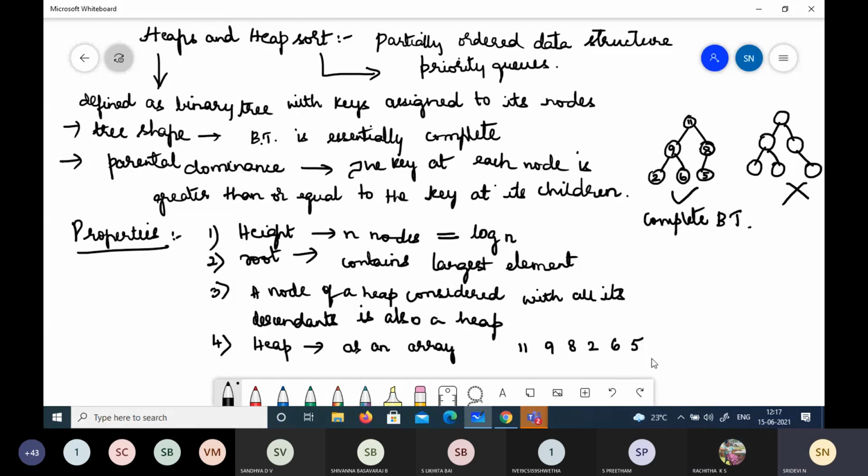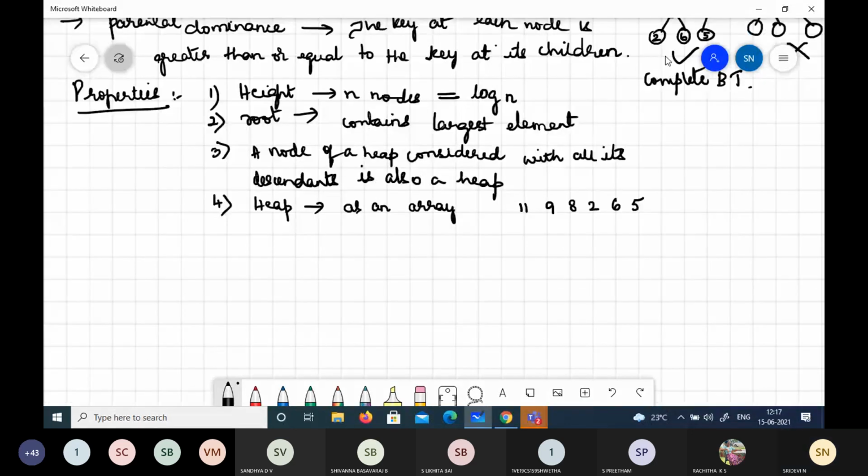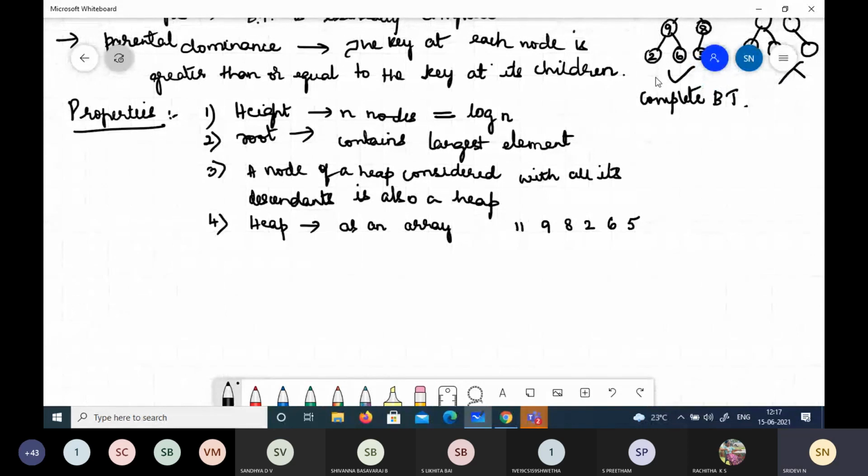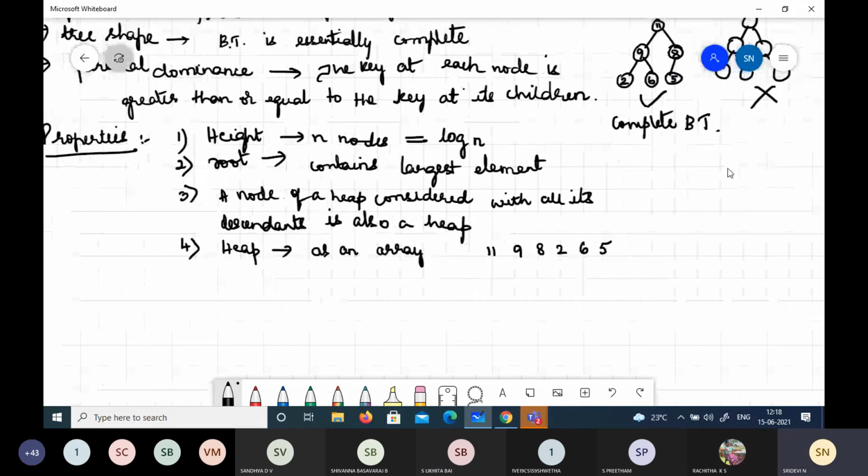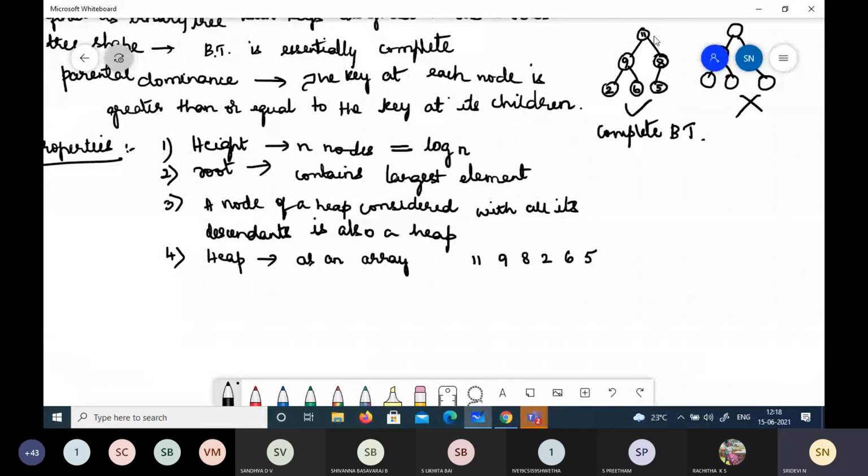A heap can be implemented as an array, by recording its elements in the top-down, left to right fashion, as I did here. Clear? Is that clear for everyone? How did I record it? I started from top, moved down, then left to right. Move down, left to right. This is how you will record the elements in an array.